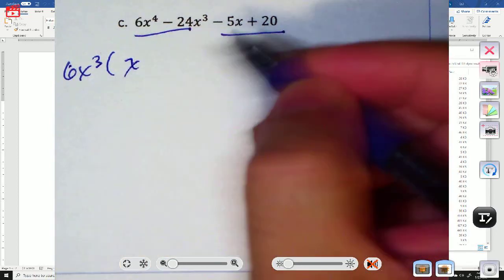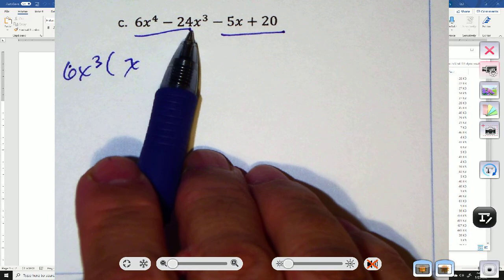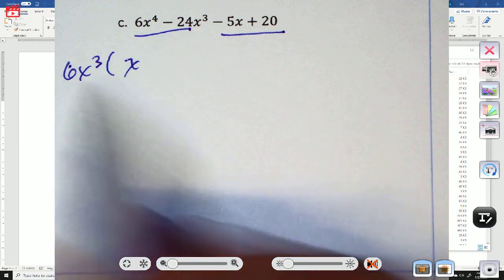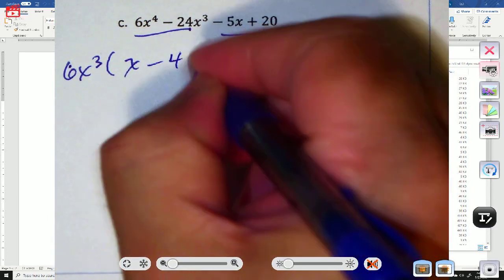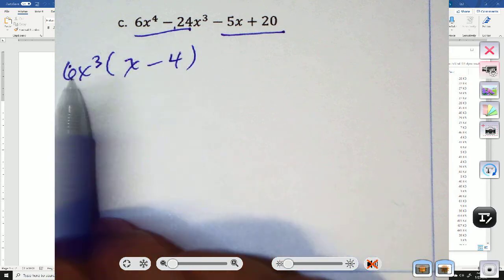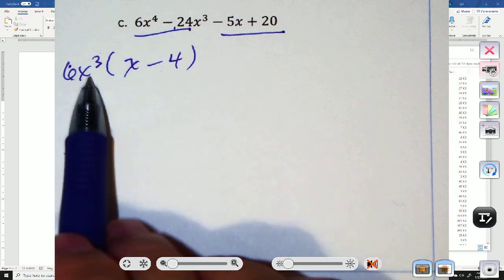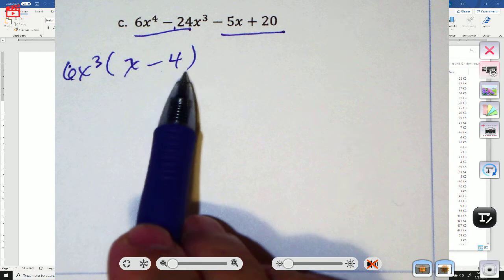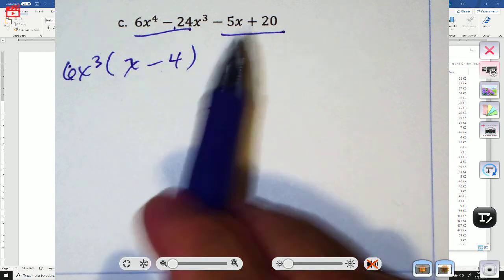And negative 24x cubed divided by 6x cubed is minus 4, right? 24 divided by 6 is 4. There's a negative sign. Taking x cubed out of x cubed leaves no x, right? Now, here's a weird part. Okay, this is an important example here.